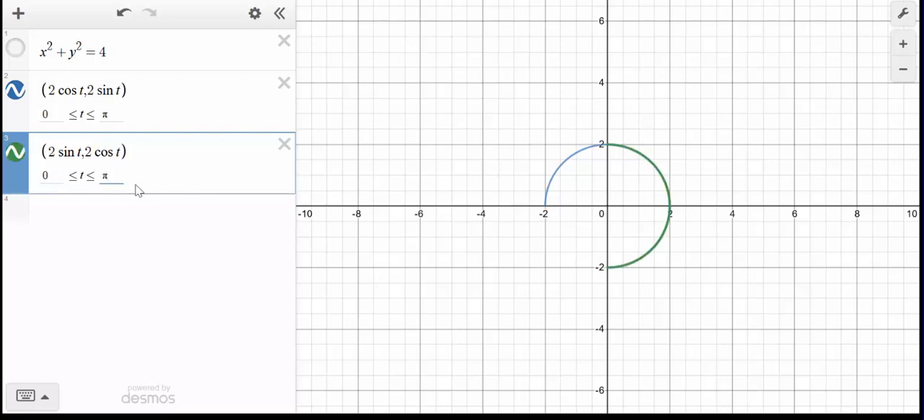Okay. You notice what happens. Let me turn this one off. Notice I get a little bit different graph, right? Where this one up here, if I'm going from 0 to pi, it starts here and sketches this way. So let's think about that a little more. We have this set of parametric equations.